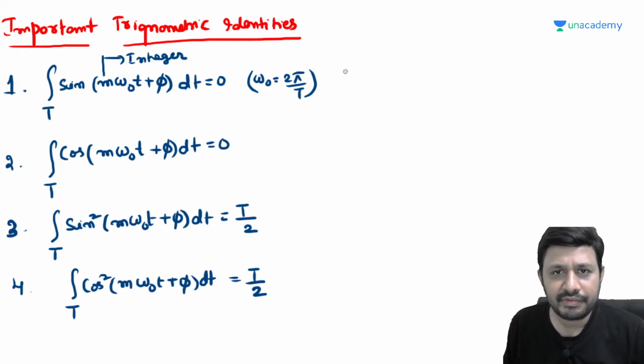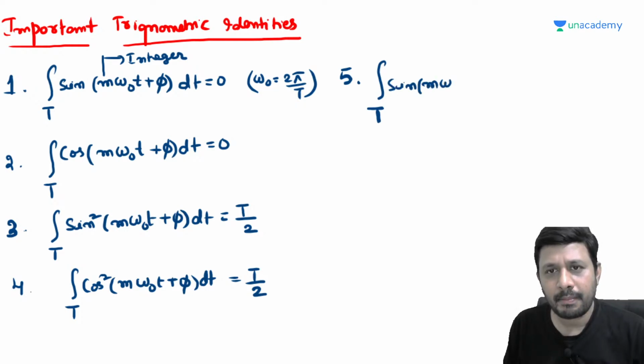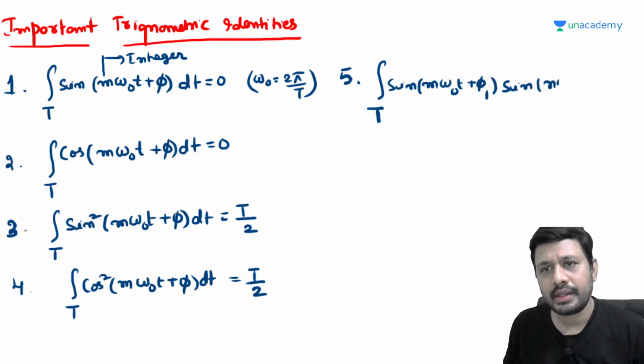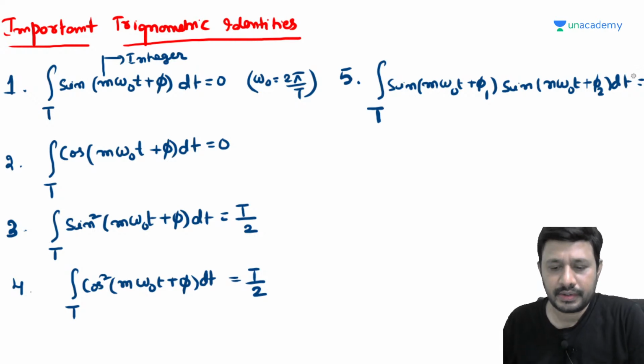Now the fifth one. From the fifth one, every identity is important. Over the period T, the integral of sin(m omega naught t plus phi 1) into sin(n omega naught t plus phi 2) dt is 0. Understand the fifth identity.